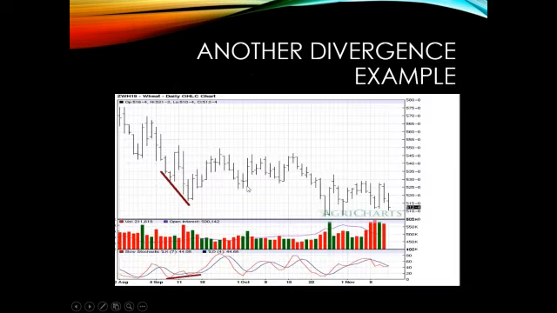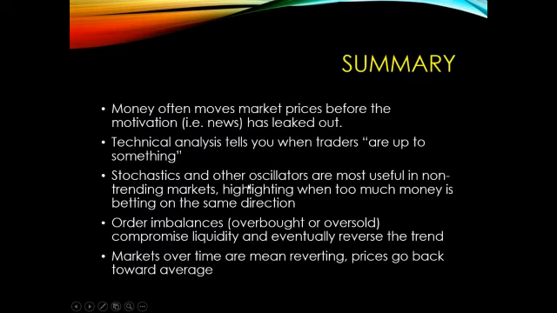Here's another divergence example. This is from March 2019 wheat. Back in September, you can see the market going to a new low, the stochastics not going to a new low. That's an indication that it was time for a little bit of a corrective rally, and that is what happened.